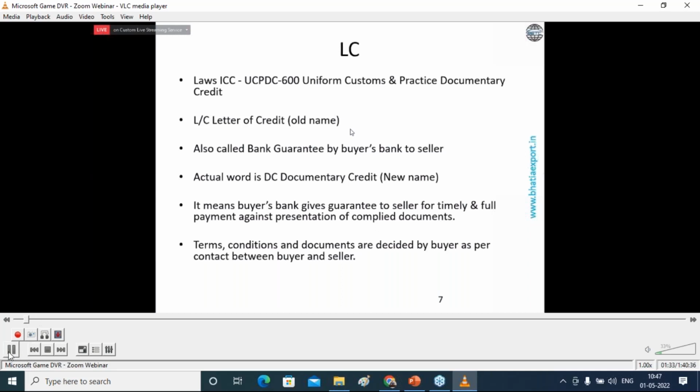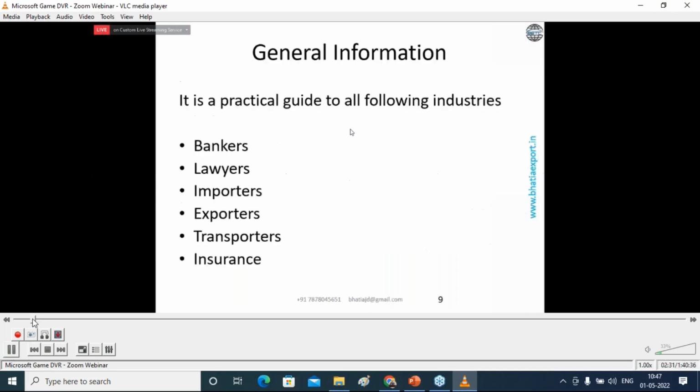Then let us take some more of the definition part. The parties involved are the bankers, importers, exporters, transporters, insurance, and all these definitions are there. The first article of UCP 600 talks about the definitions. There are various parties involved in these transactions, so all those definitions are mentioned by the ICC.